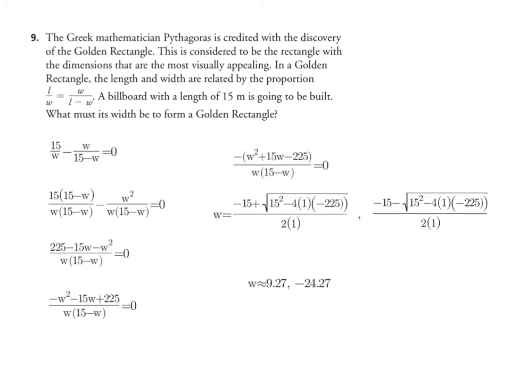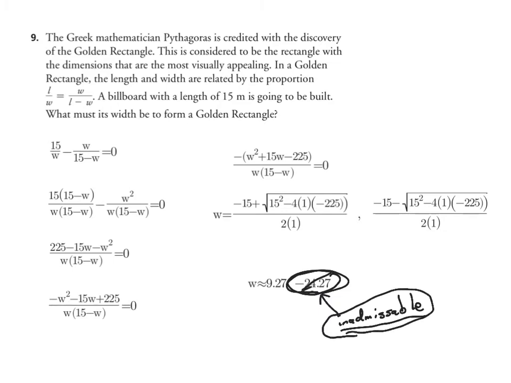Now, I don't think that you can have a width of negative 24.27. That doesn't make any sense. So we're going to call this one inadmissible. Don't call it undefined. It's defined. It's just not in our range. It doesn't make any sense for this question. So we're not going to admit that into our answers. It's inadmissible. So this one is our actual answer. Its width must be about 9.27 meters. And I always like you guys to verify that 9.27 doesn't make the bottom equal 0.